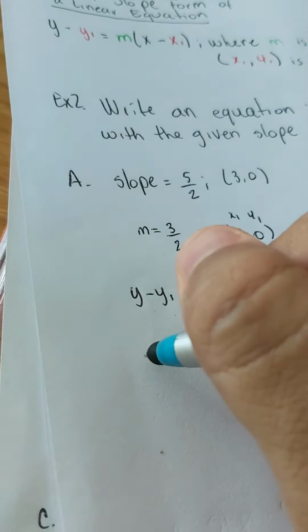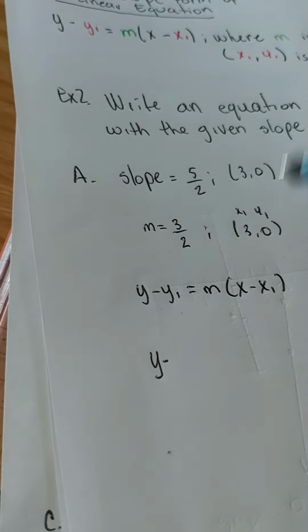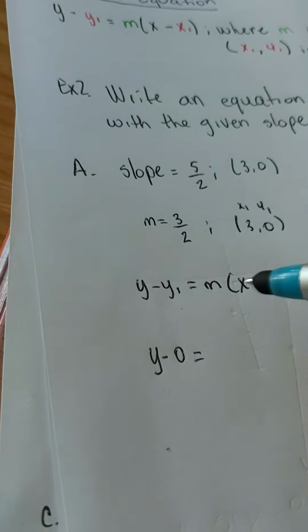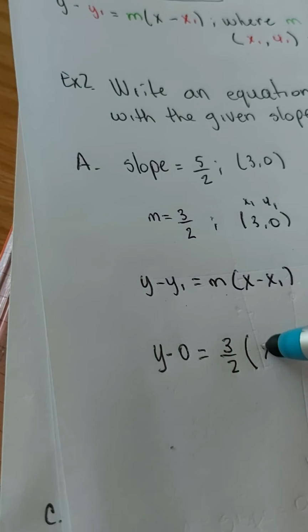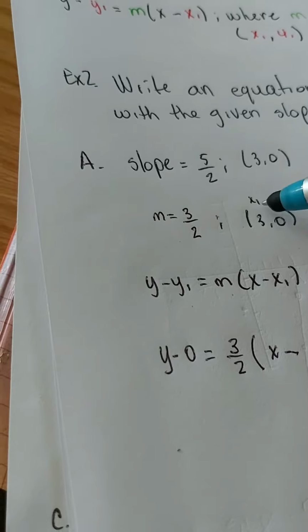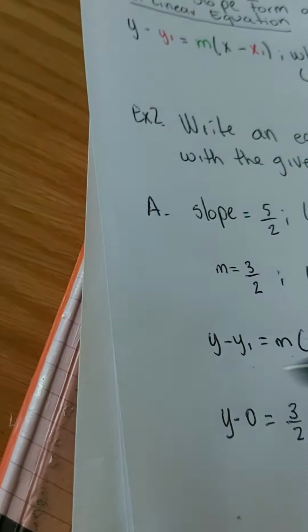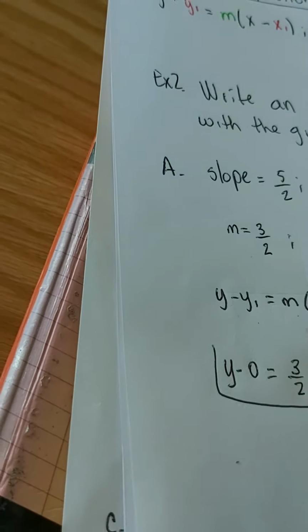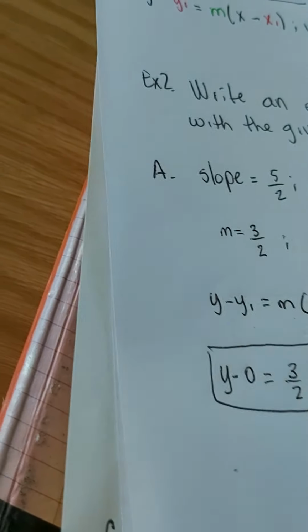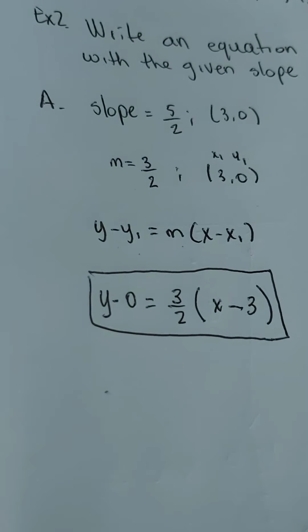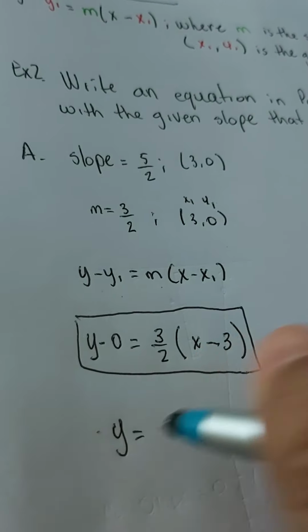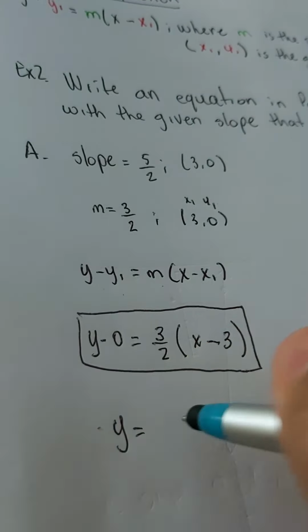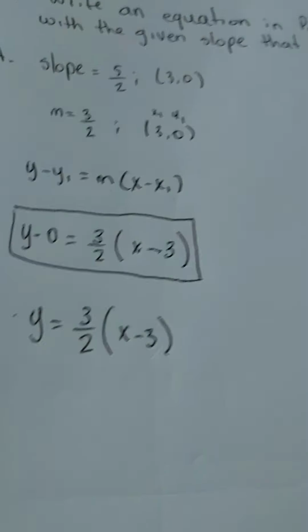So we write y minus y1, 0, equals m, 3/2, times x minus x1, 3. And that will be our equation in point slope form. Okay? We can simplify this. Y minus 0, any number minus 0 equals the same number. So we can write it in this way. This is the simplest form of that equation.